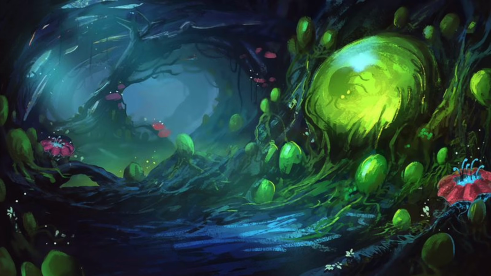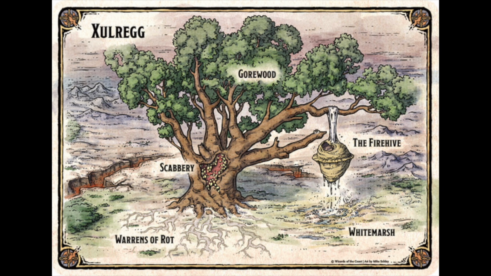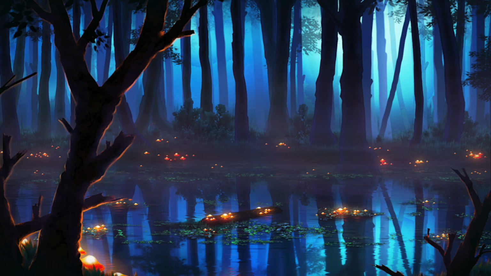Their souls feed Gorewood's roots, and they percolate upwards to form chrysalis pods in a chamber within the great tree called the Scabbery. The endless sodden tunnels beneath Gorewood are known as the Warrens of Rot. These tunnels were once each roots of the burning tree, but have since burned away to become hollow charcoal tubes. Firehive drops vile liquids onto the ground below, which form a boggy wetland known as White Marsh, a primordial soup that gives rise to all sorts of monsters.